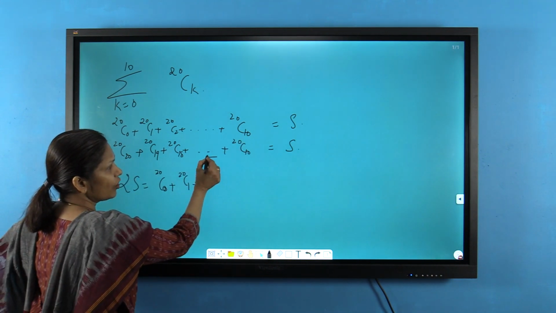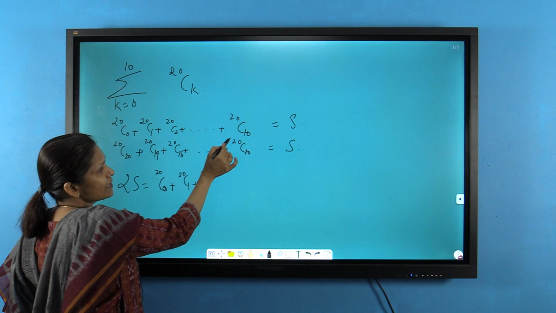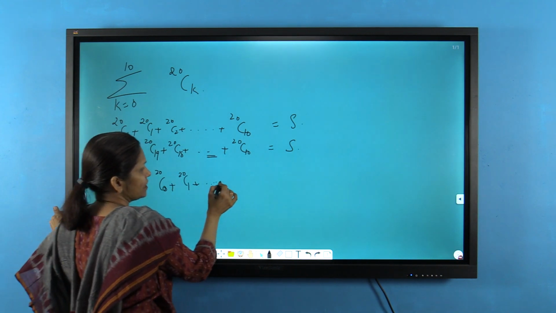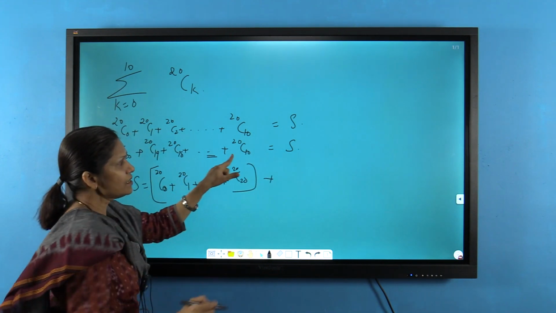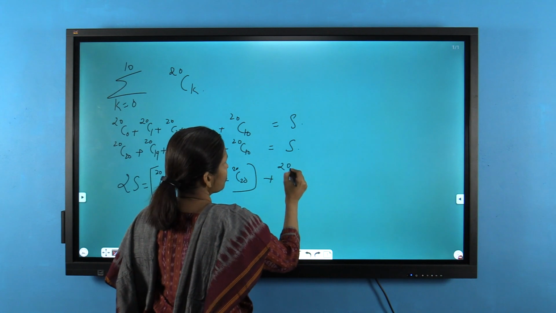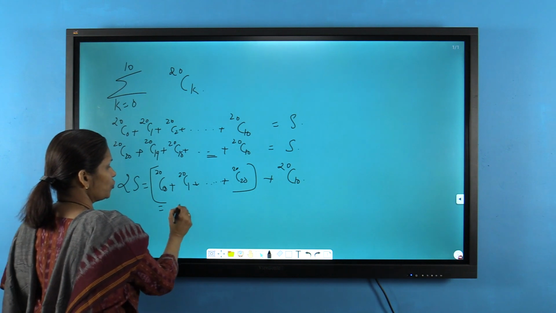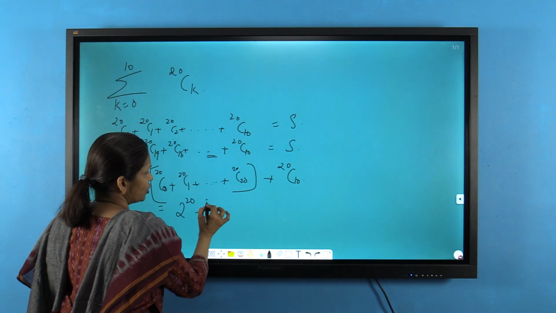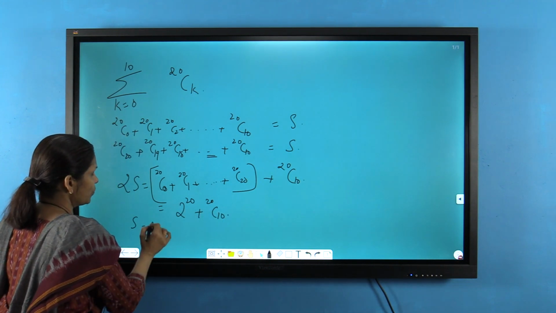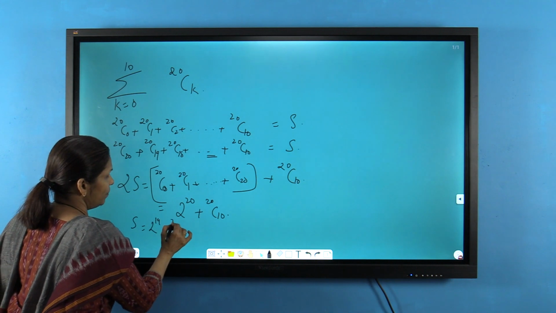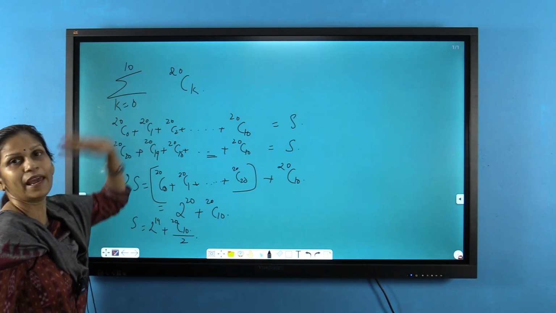So, from here onwards I am writing down in my sum 20C0, 20C1, up to 20C10, 20C11 up to 20C20, plus what I have ignored, I am going to write that also. So, what is this within the bracket? Isn't it 2 raised to 20 plus 20C10. So, what is our required S? 2 raised to 20 by 2, which is 2 raised to 19 plus 20C10 divided by 2. This is the expansion of this.